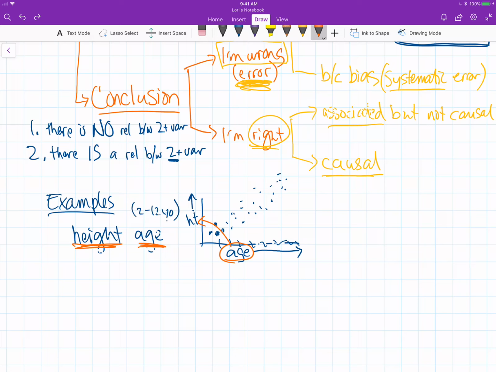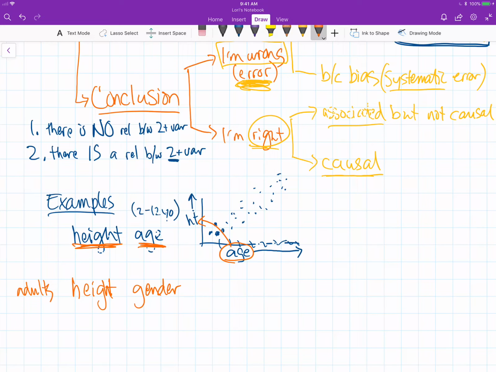Here's another example. Let's say we want to look at the relationship between height and gender. This time we want to look among maybe adults, and so as people are fully grown, are men and women the same height? And I think based on experience, we all know that men tend to be, on average, taller than women.